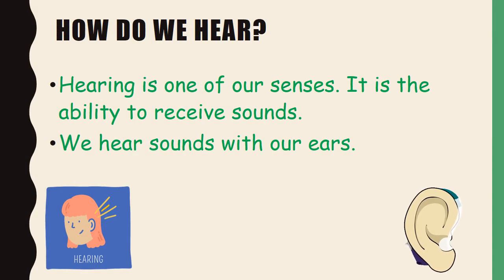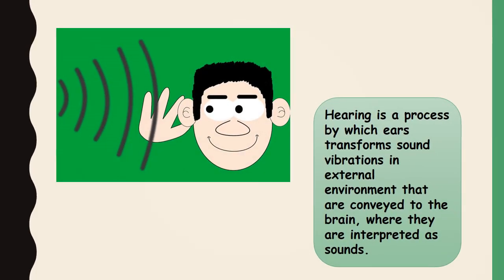How do we hear the sound? So hearing is one of our senses. It is the ability to receive sounds. We hear sounds with our ears. So hearing is a process by which the ears transform sound vibrations in the external environment that are conveyed to the brain, where they are interpreted as sounds.